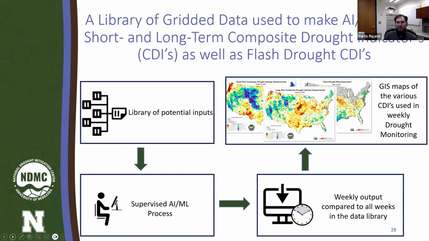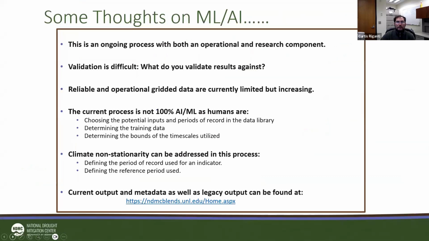And so going into this, we have basically libraries of the different gridded data that we use to create and help train these different models. So this is an ongoing process that has both an operational and a research component to it. It is difficult to validate this because it is difficult to figure out exactly what we validate results against when we're developing this. It is difficult to have strictly reliable operational gridded data. That is increasing over time, though.